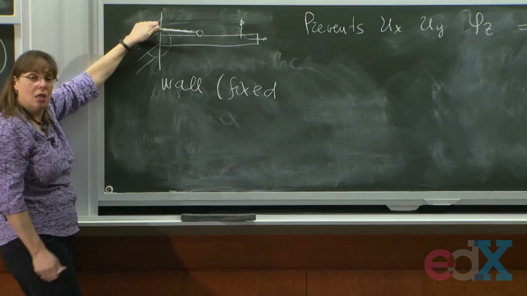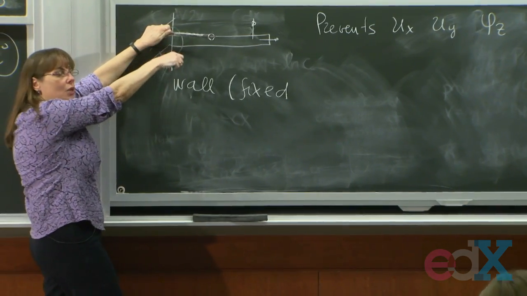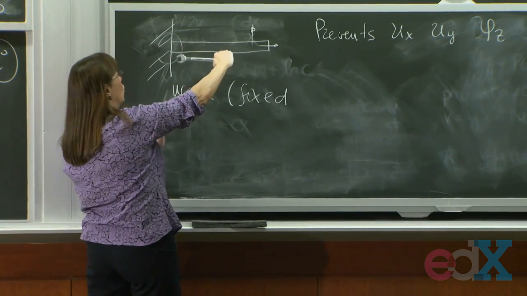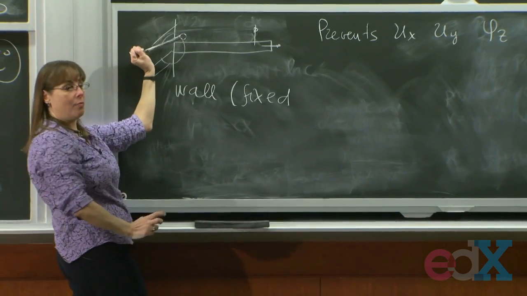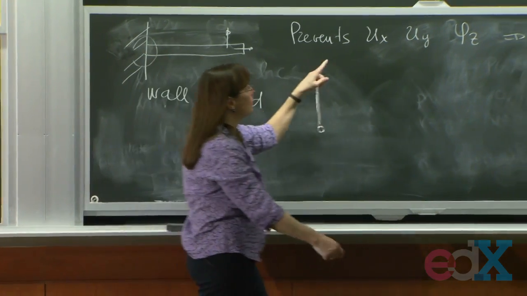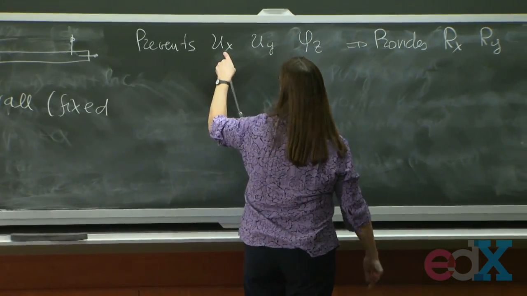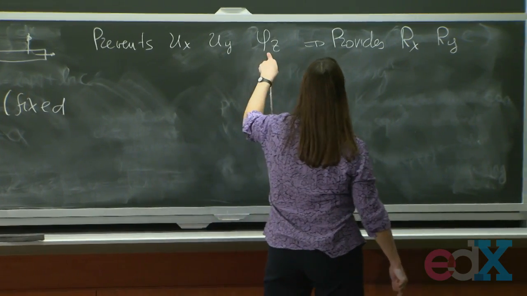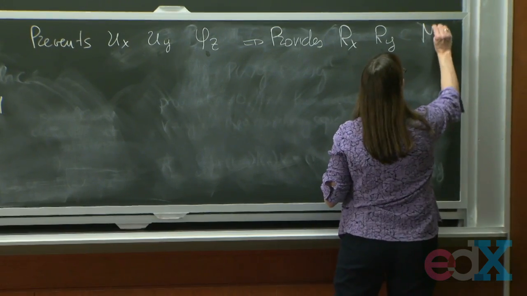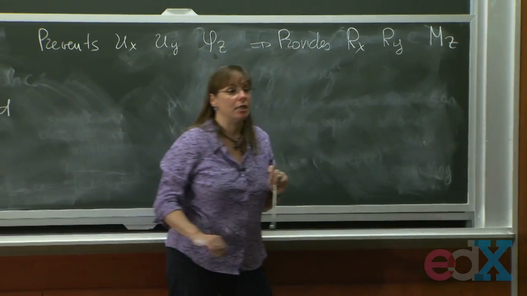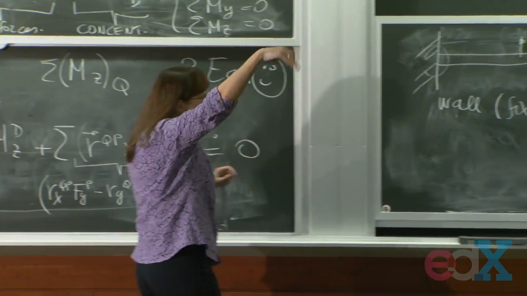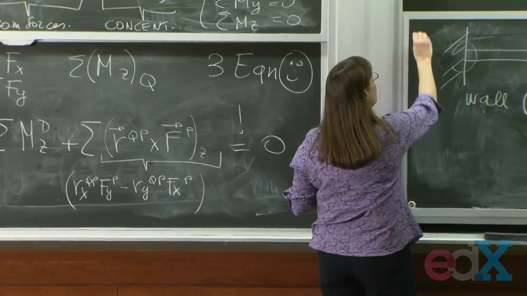Do you see? It provides a moment this way that if I try to push this down, the wall is like grabbing onto it and giving a moment to fight that, right? So it prevents translation in x, translation in y, rotation in z, and gives reaction in x, reaction in y, and concentrated moment in z to keep things from flying away or spinning around. So this is our wall.